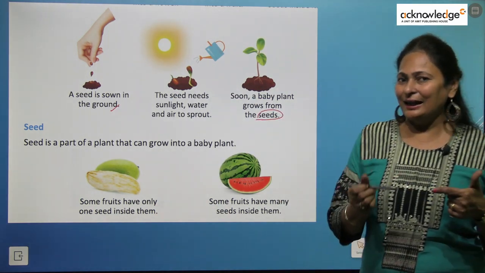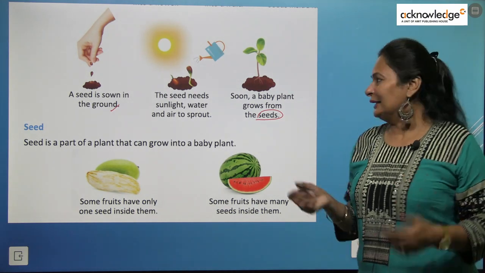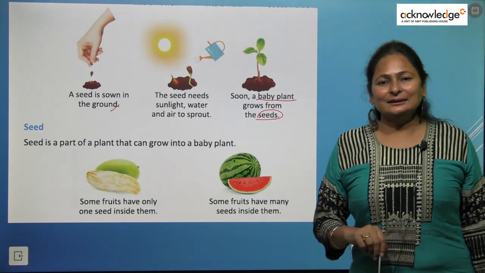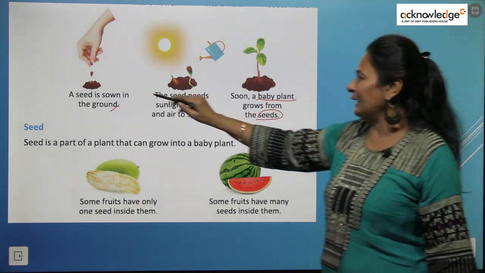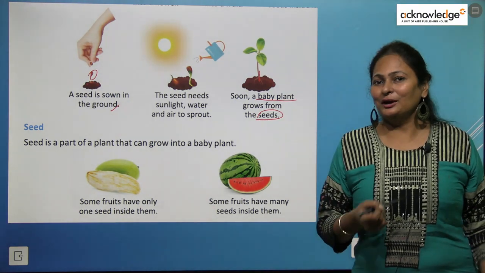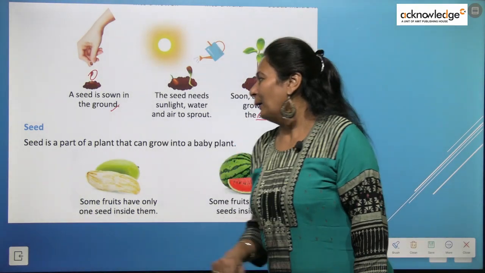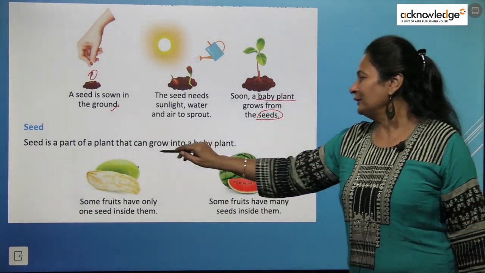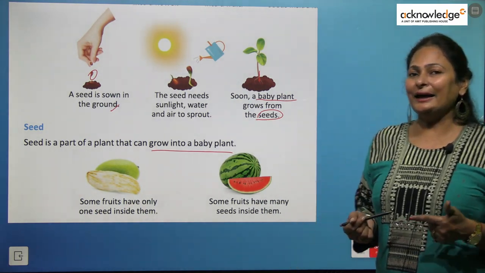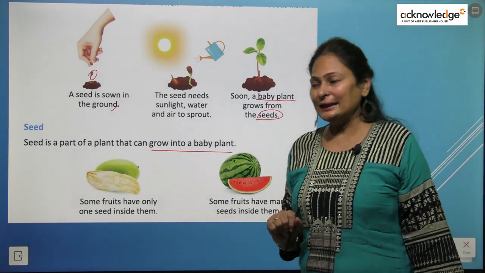We have discussed in the last chapter, living and non-living things. Plants grow and you can see a baby plant that has been grown from the seed that we have sown. So this is the example of living things. Living things grow. A part of a plant that can grow into a baby plant is called a seed. More plants can be grown by these seeds.